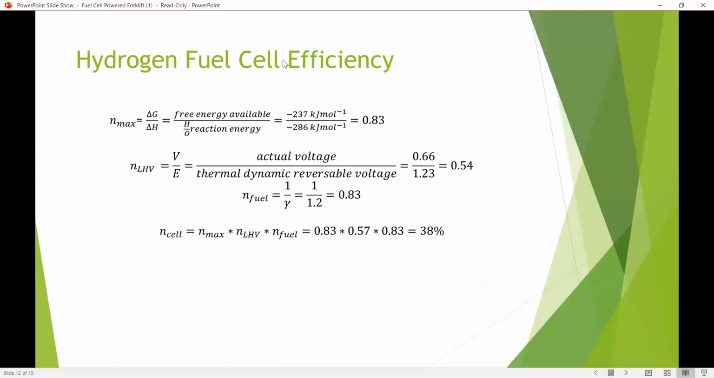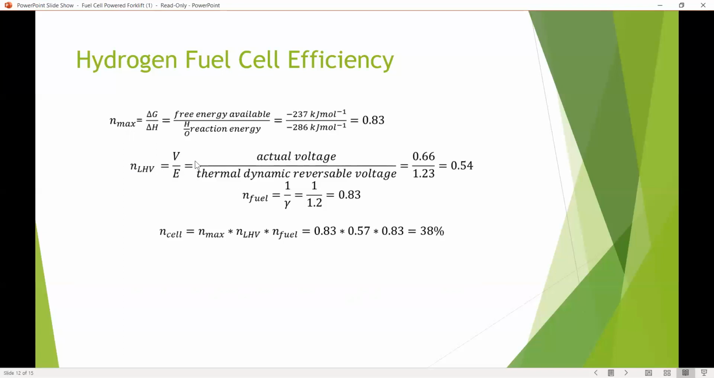And here we have the hydrogen fuel cell efficiency, where the max efficiency we can achieve is the free energy available divided by the reaction energy, which is about 83%. And we also have the efficiency according to the lower heating value.